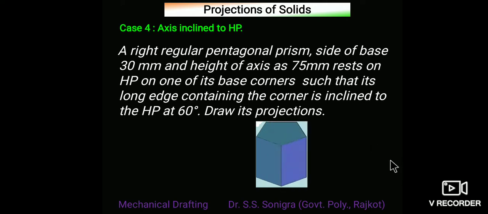Now the fourth case: a right regular pentagonal prism, side of base 30 mm and height of axis 75 mm, resting on HP on one of its base corners such that its long edge containing the corner is inclined to HP at 60 degrees. Draw the projections. The data looks somehow typical, but first just consider this one. It's a pentagonal prism, axis 75 mm, 60 degrees to HP.